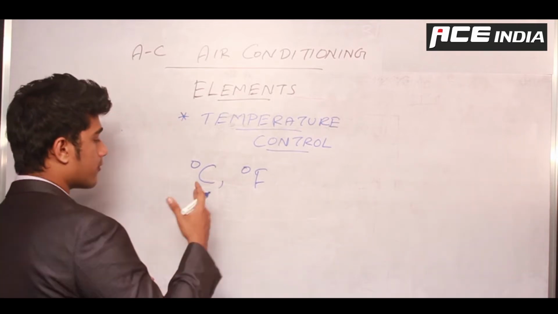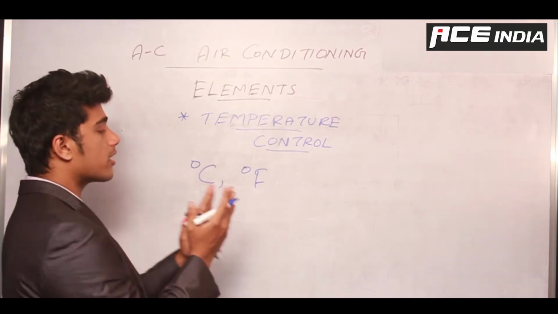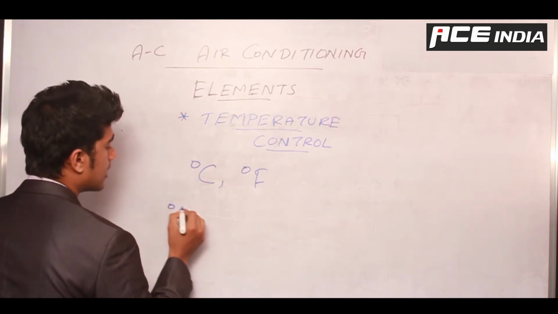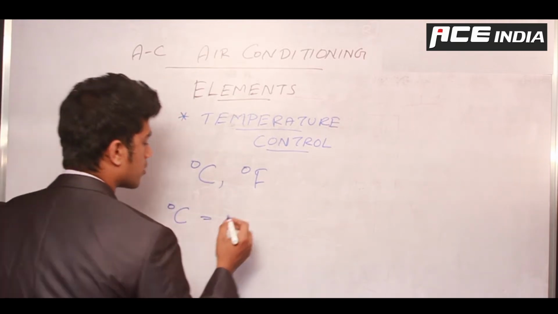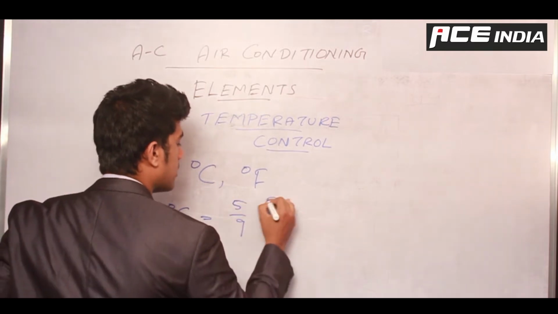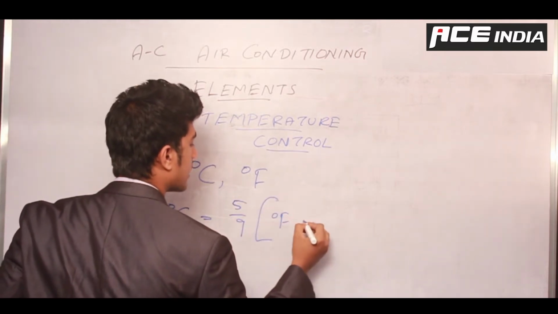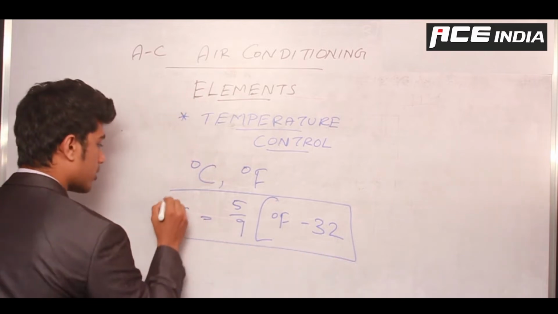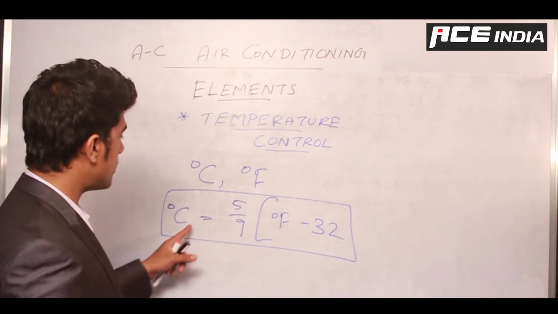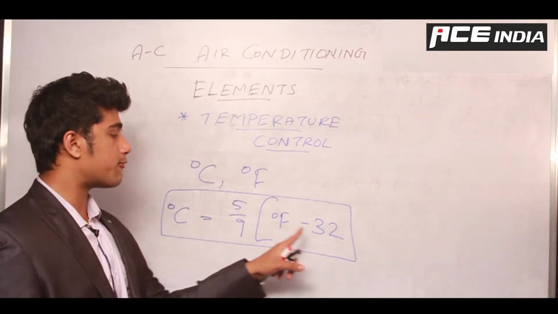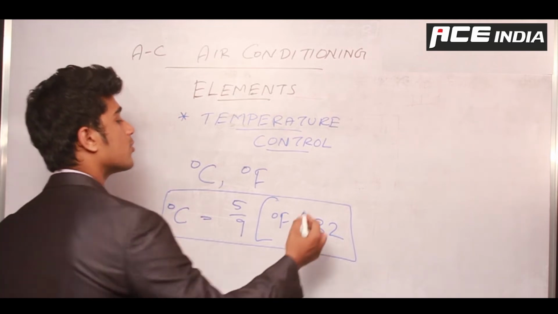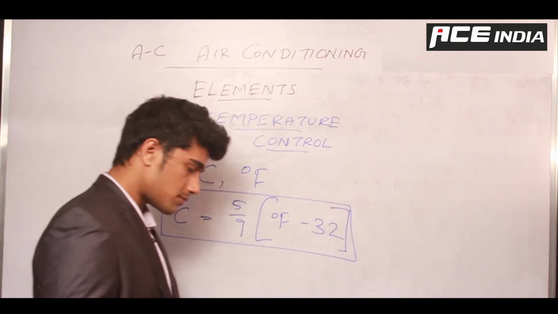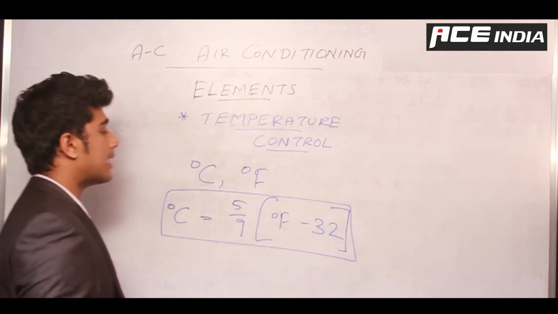If I want to convert from degree Celsius to degree Fahrenheit, you need a relation between them. The relation is: degree Celsius is equal to 5/9 multiplied by (degree Fahrenheit minus 32). This is the equation that you need to learn. Degree Celsius equals 5/9 multiplied by (F minus 32). Using this, you can convert between the two, right? Now after learning about that, we'll move on.